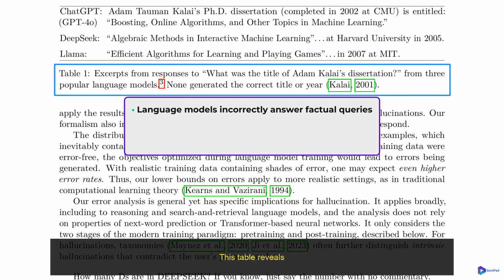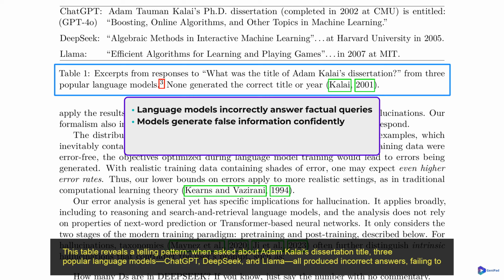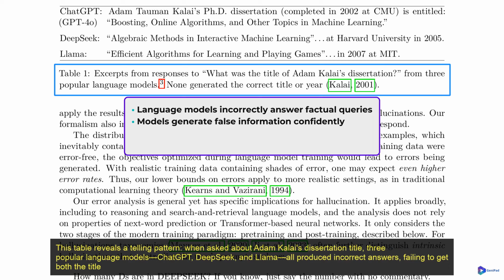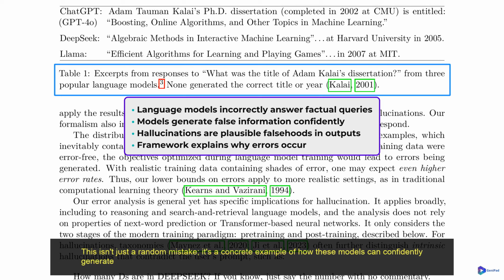This table reveals a telling pattern. When asked about Adam Kalai's dissertation title, 3 popular language models, ChatGPT, DeepSeek, and Llama, all produced incorrect answers, failing to get both the title and year right. This isn't just a random mistake. It's a concrete example of how these models can confidently generate false information, even on straightforward factual queries.